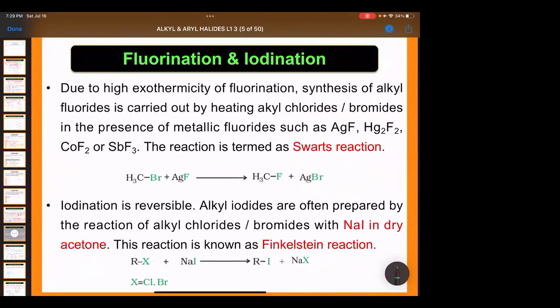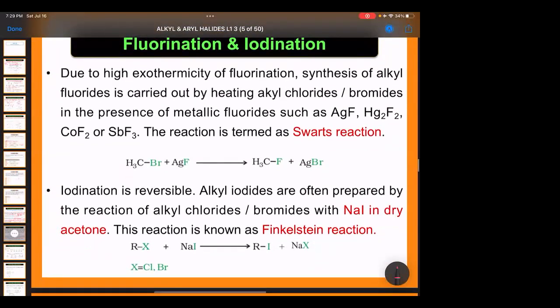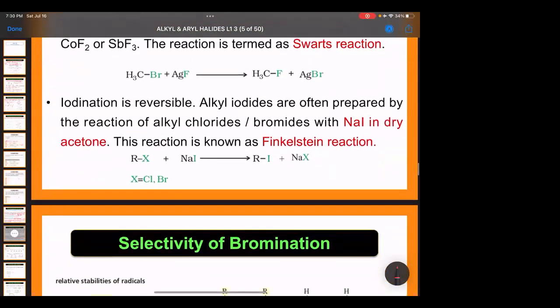Swarts reaction is replacement of bromide or chloride by fluorine by taking AgF or Hg2F2. Iodination is reversible, so it is not carried out directly. So you put iodine by mixing NaI with acetone and reacting it with your alkyl halide, which has bromine or chlorine. Iodine will displace bromine or chlorine, right? And you also need to remember the name of this reaction, because they ask what is the reagent for Finkelstein and all.